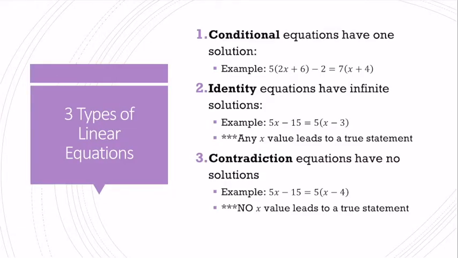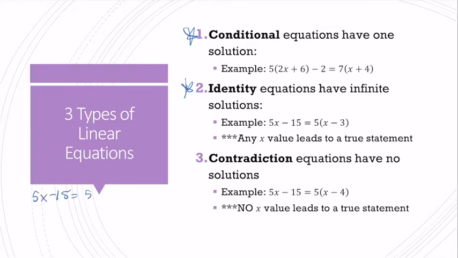There are 3 types of linear equations you're going to encounter. The most common are going to be conditional equations. Conditional equations have one solution, much like the last 2 examples we did. Second, we have identity. Identity equations have infinite solutions. What does that mean? Well, let's take a look at this example.